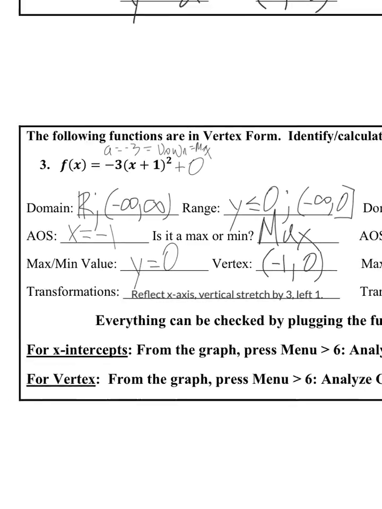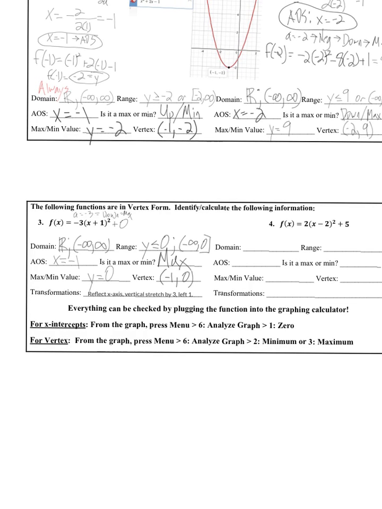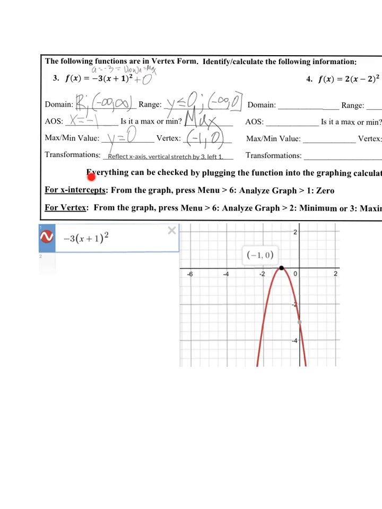Now, I did make this note. Everything can be checked by plugging the function into the graph calculator. These are your steps you would use if you're using the TI Inspire. So let's just quickly take a look at the graph of number 3. Now, I did make a note about the x-intercepts. That's something we're going to go over in the next video, but I just put it on there, not thinking about which video it's going to go on. So if this line's distracting you, don't worry about it. We'll talk about it in the next section of the notes.